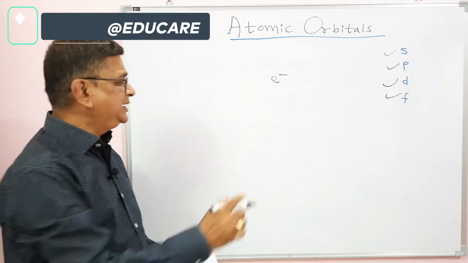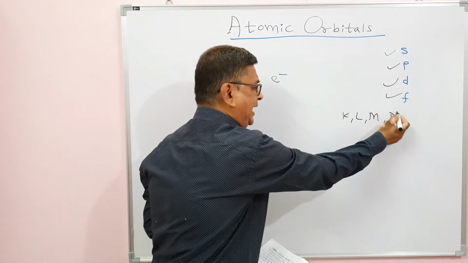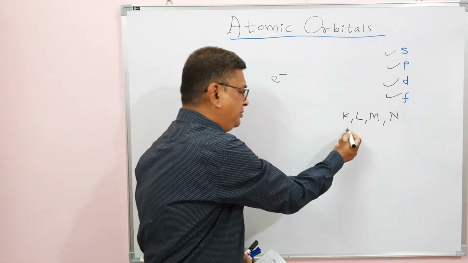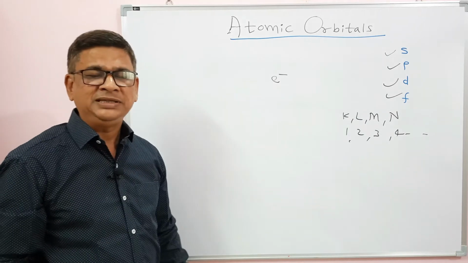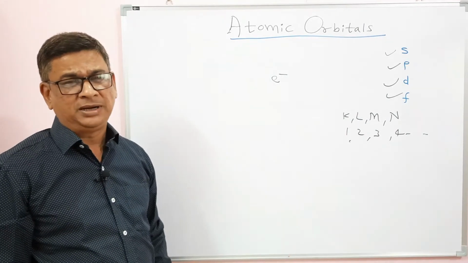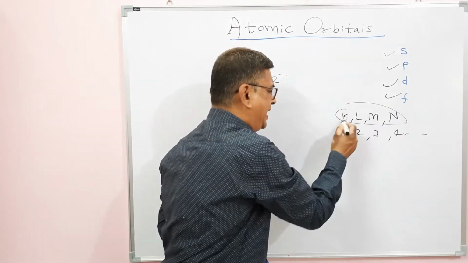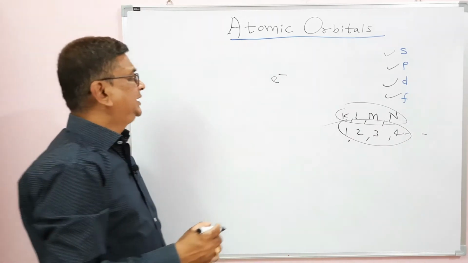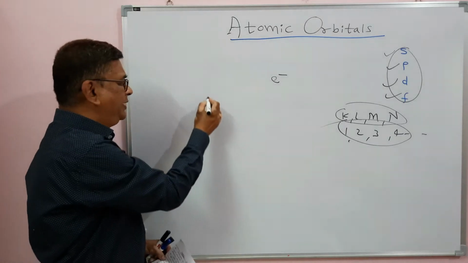Do you know the main shells, they are denoted by the capital letters K, L, M, N, or their numbers 1, 2, 3, 4 and so on. They are also called principal quantum numbers. We'll have a separate section on the quantum numbers, but for the moment it is enough to know the main shells are denoted by these, and the orbitals I have just told you are denoted by S, P, D, F. Now we take it one by one.